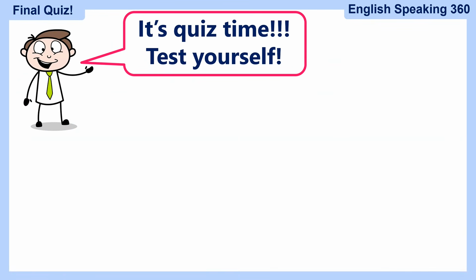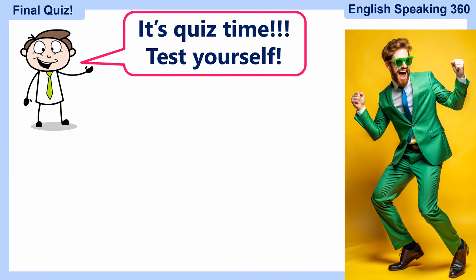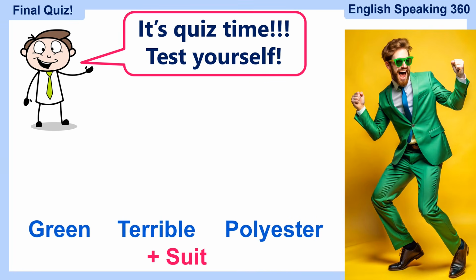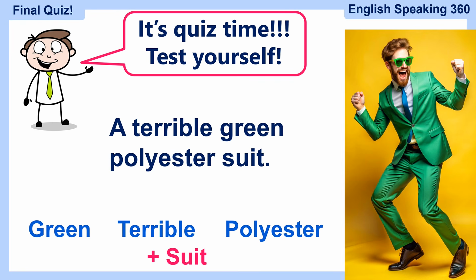It's quiz time! Time to test yourself. Here's a picture. Now I'm going to give you 3 adjectives here. Green, terrible, and polyester. And of course, you have the word suit. So you're talking about the suit in the picture. Can you make a sentence? Here's the right answer. A terrible green polyester suit.